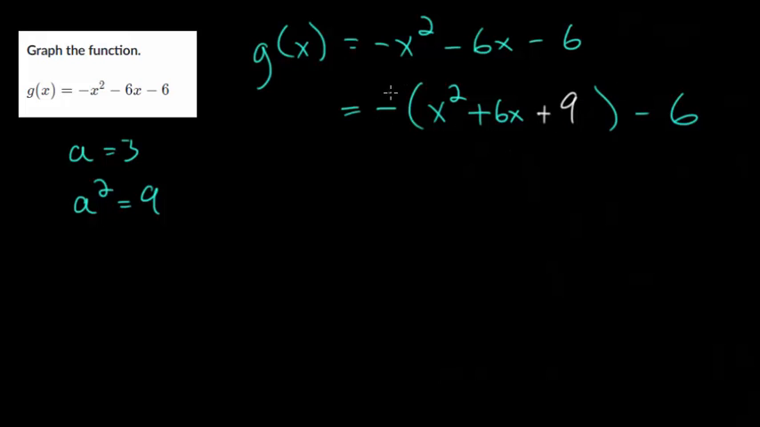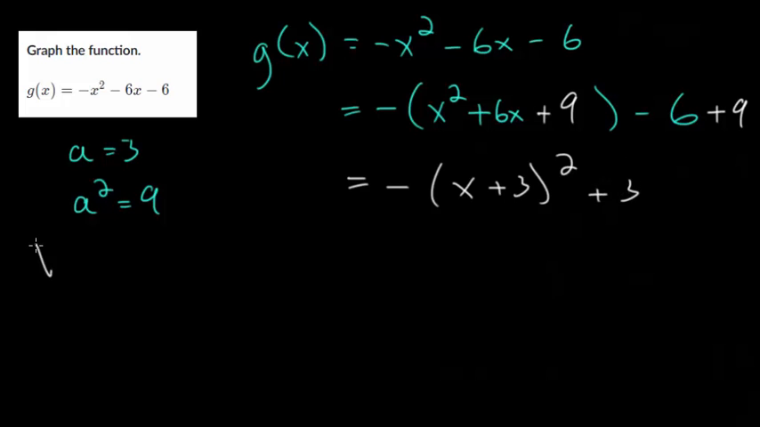So really, this negative would distribute to the 9. So instead of adding 9, I'm actually subtracting 9. And if I'm subtracting 9 here, I'm going to have to add 9 on the outside just to cancel it out. So when I rewrite this as a perfect square, this would be x plus a, and a is 3, squared, and this simplifies to plus 3.